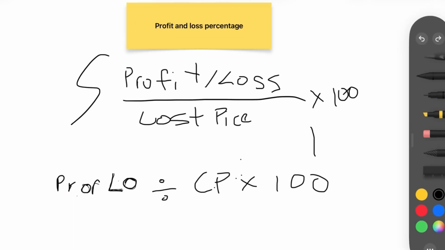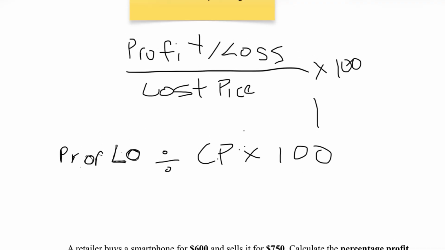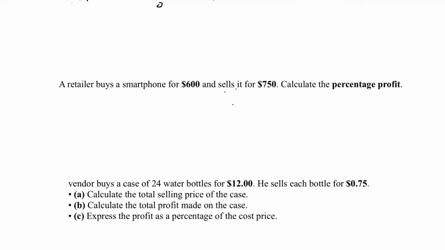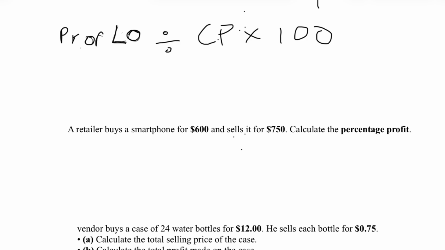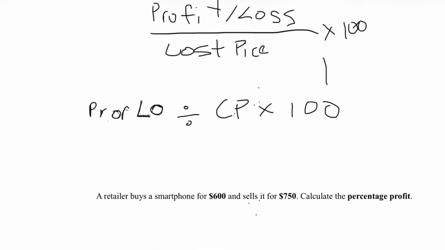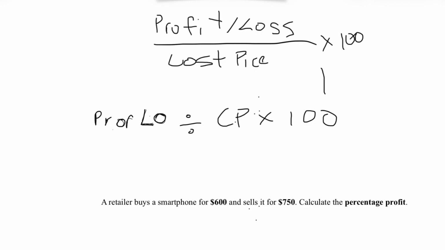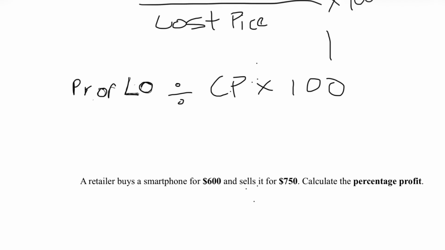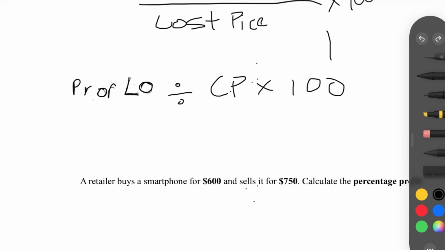Now let us get into a question and see if this actually applies where we can find the profit percentage. It says a retailer buys a phone for 600 and sells it for 750. Calculate the profit percentage. Okay, so the first thing we need to do, since it's not given to us, is calculate the profit. And how did we say we calculate profit? It is the selling price minus the cost price.